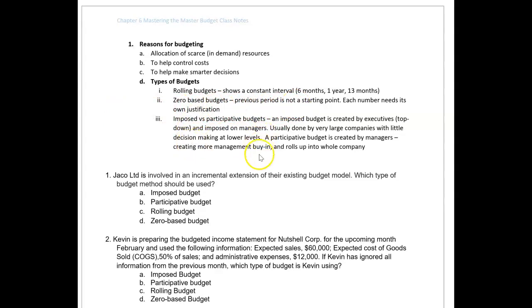And then there's another piece in there on imposed versus participative budgets, and an imposed budget is created by executives. It's a top-down decision imposed on by managers. And it's usually done by very large companies with little decision-making at the lower levels. In other words, let's say that you've got a whole bunch of gas stations, you're Shell Oil, and you've got a whole bunch of gas stations that you need to budget for. You can just give them their budget.